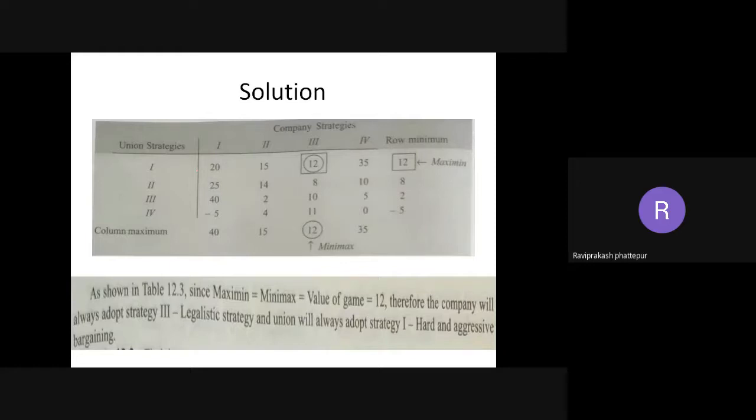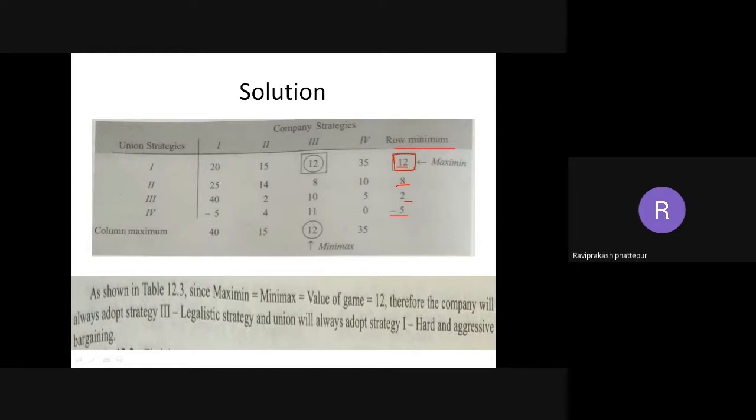So coming to the solution, what we need to do? For rows, we need to find the minimum. Row minima is given here. What is the minimum here? It is 12. Then here it is 8. Then out of this, 2 is written here. Then here it is minus 5. 0 is also there, but minus 5 is smaller than 0. So out of these, whichever is maximum, we put a square or a rectangle around it. So this is the maximum of the minimum.